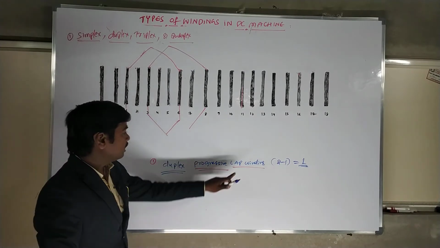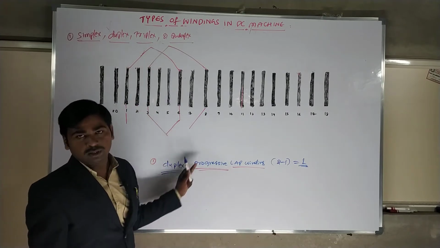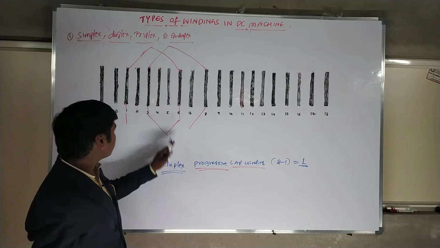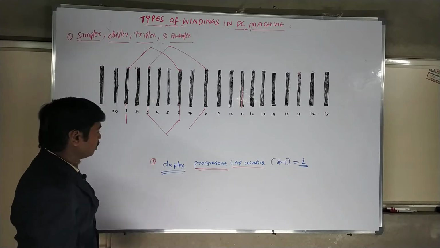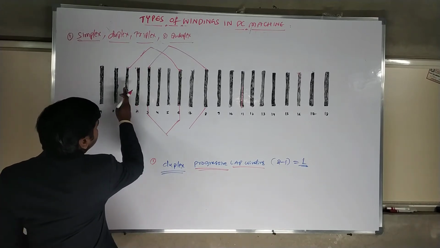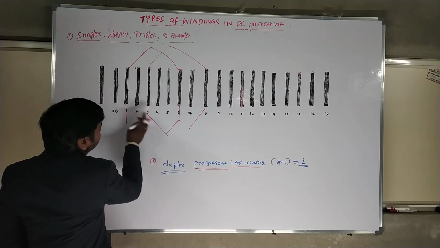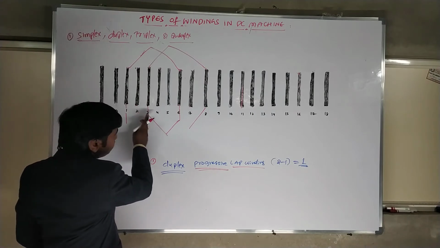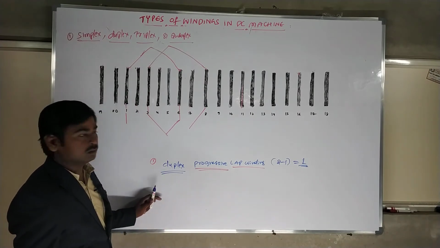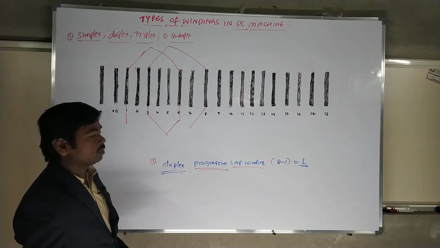Check it out. Lap winding means these loops, which is clear. Next, progressive means you are connecting in a positive fashion. Duplex means after the first conductor, you go to the second conductor. After this, not only the first, second. Once you leave, go to the second slot of the conductor. This type is called a duplex progressive lap winding.